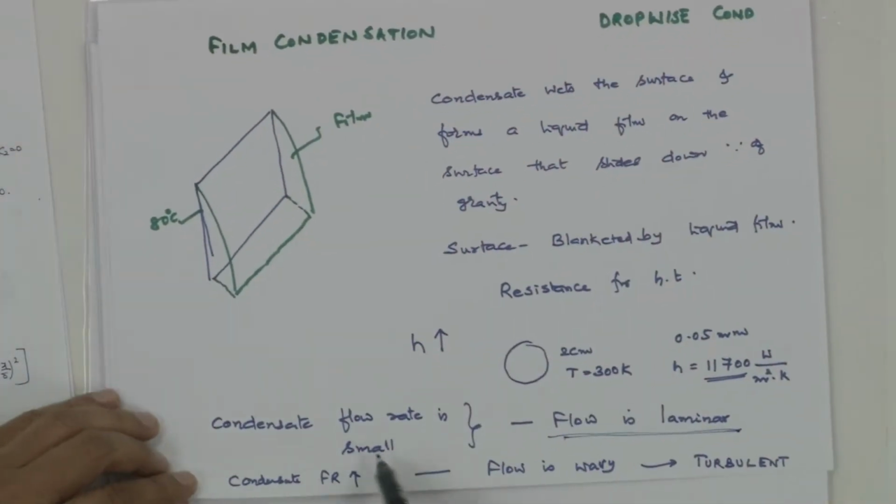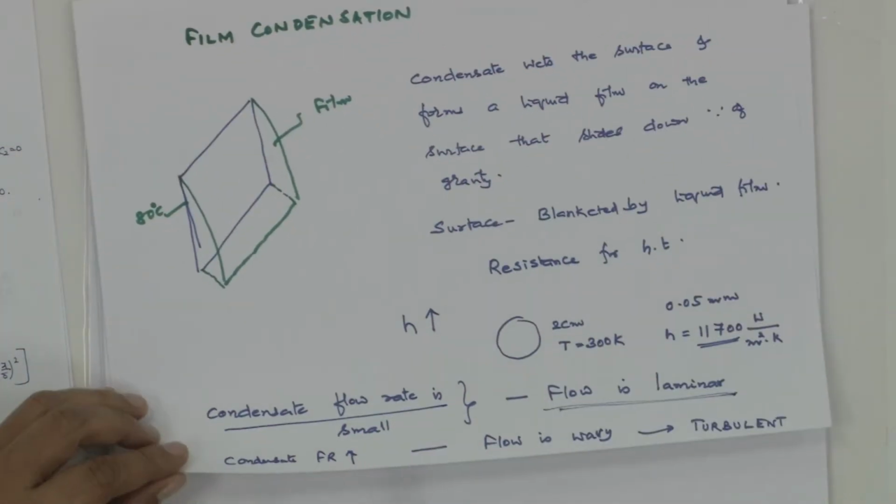In today's module, we are going to derive, assuming that the flow is laminar, what is the Nusselt number and what would be the condensate flow rate which would come, because that is what the engineer is interested in only, the condensate flow rate while he is designing the heat exchanger.